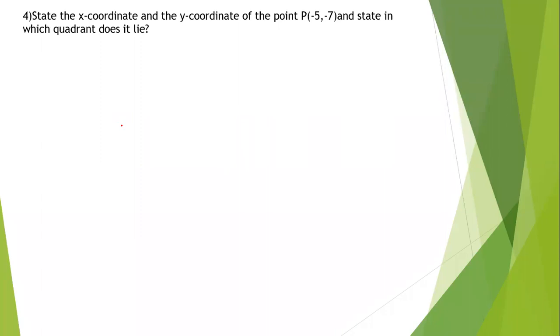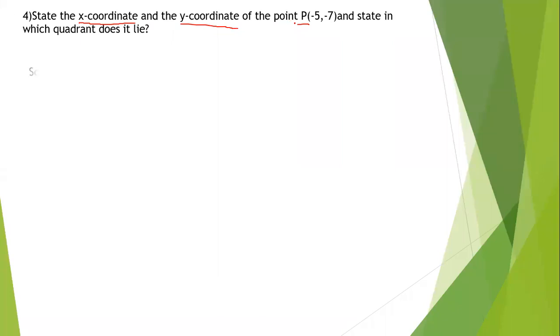Sum number 4. State the x coordinate and the y coordinate of the point P (-5, -7) and state in which quadrant it lies. So here the point given to us is point P and they have given us the coordinates also as -5 and -7. And the first thing which we need to write is the x coordinate and the y coordinate of this point. So we will start with this.